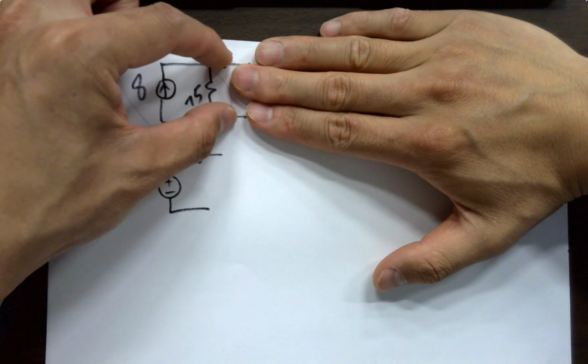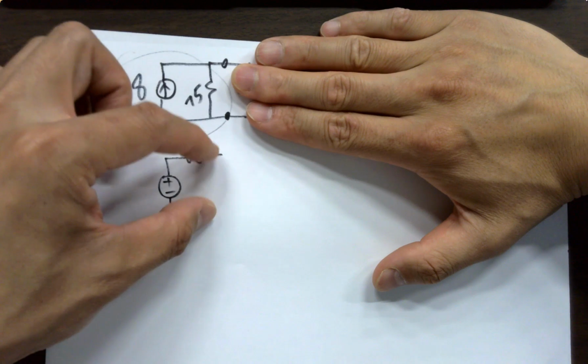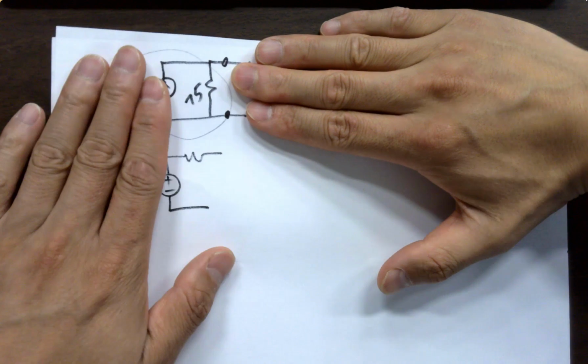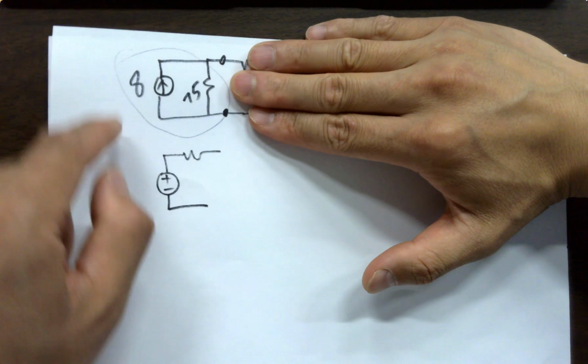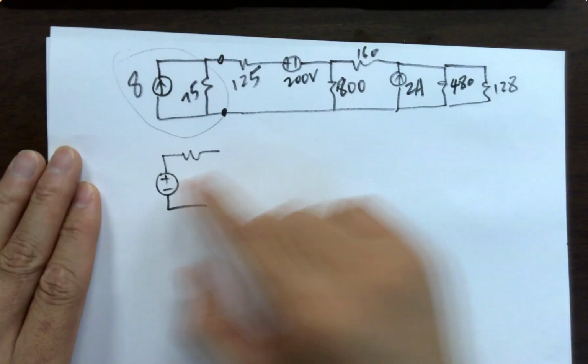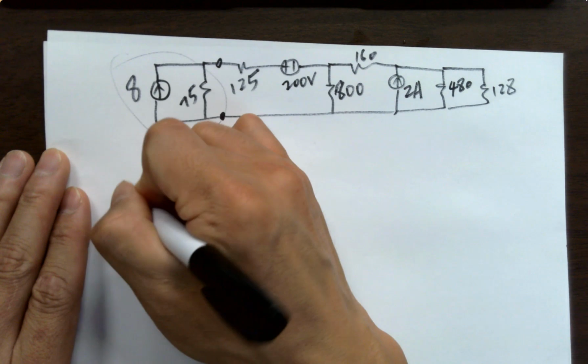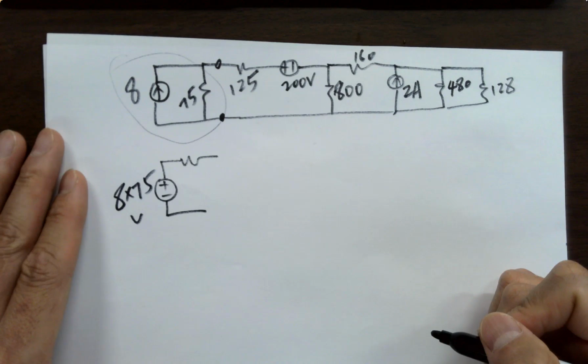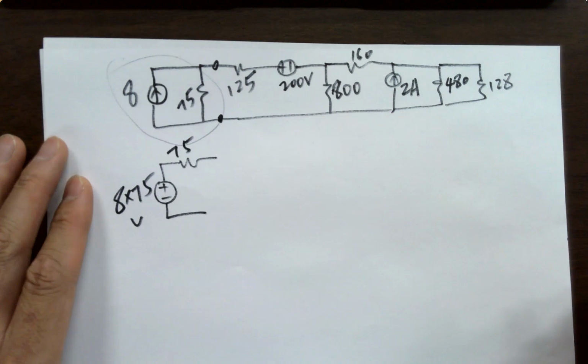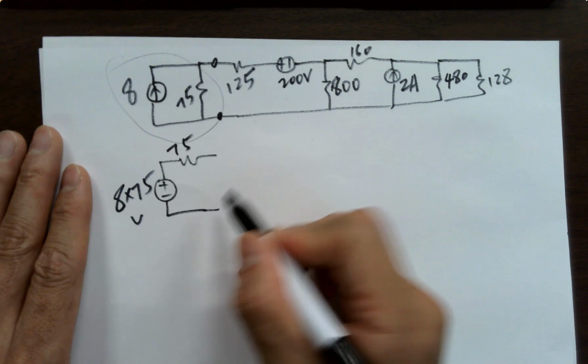So you can exactly fit in here as well, right? It's two terminals, no difference. So everything else is just a load. You can definitely use this one to replace these two. What is the voltage source? 8 times 75 volts, right? What's the resistance? It's not changing. 75. Okay? Easy.